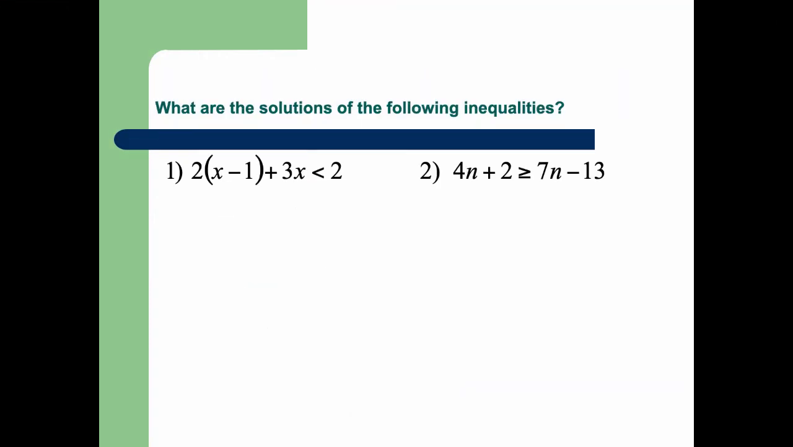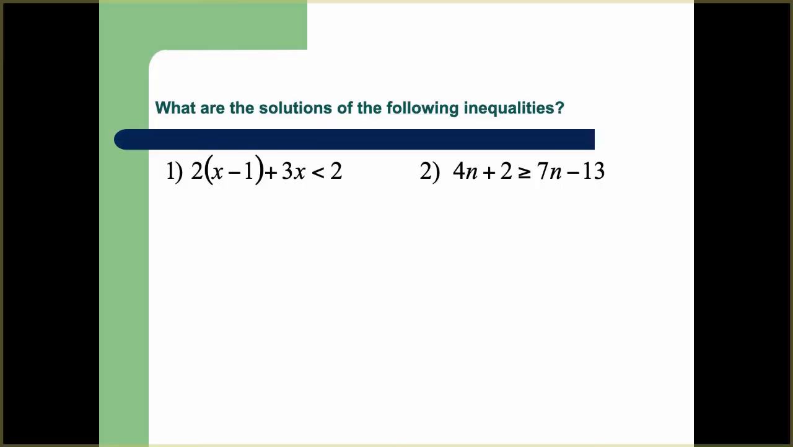So here it says, what are the solutions for the following inequalities? We are just going to solve them, and this is a multi-step. What I recommend is that we are going to distribute the 2 into the x minus 1 first to get 2x minus 2 plus 3x is less than 2. We have common like terms on the left side, and then we have this negative 2 here. So I'm going to do 2 steps at once. I'm going to add 2 to both sides.